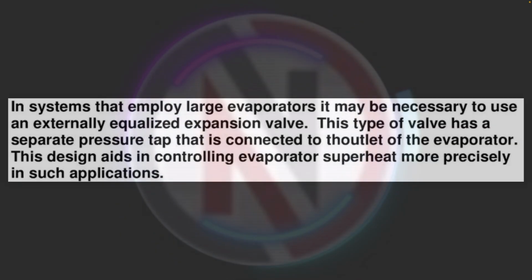In systems that employ large evaporators, it may be necessary to use an externally equalized expansion valve. This type of valve has a separate pressure tap that is connected to the outlet of the evaporator. This design aids in controlling evaporator superheat more precisely in such applications.